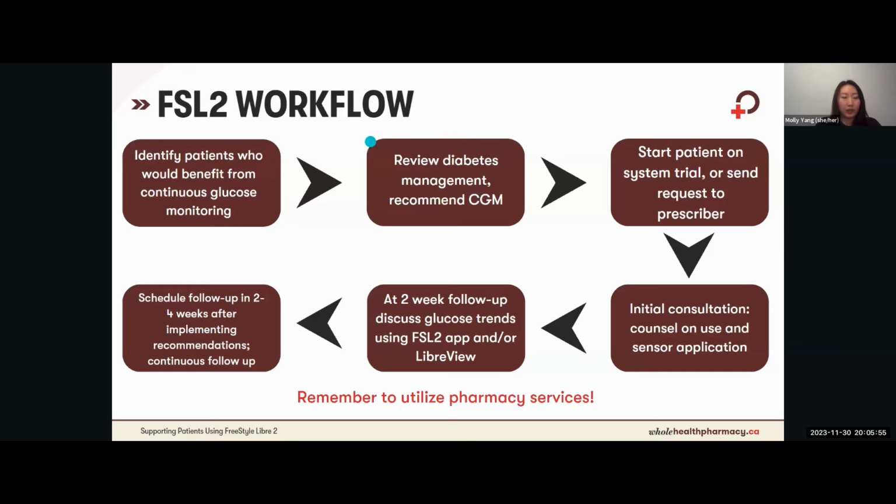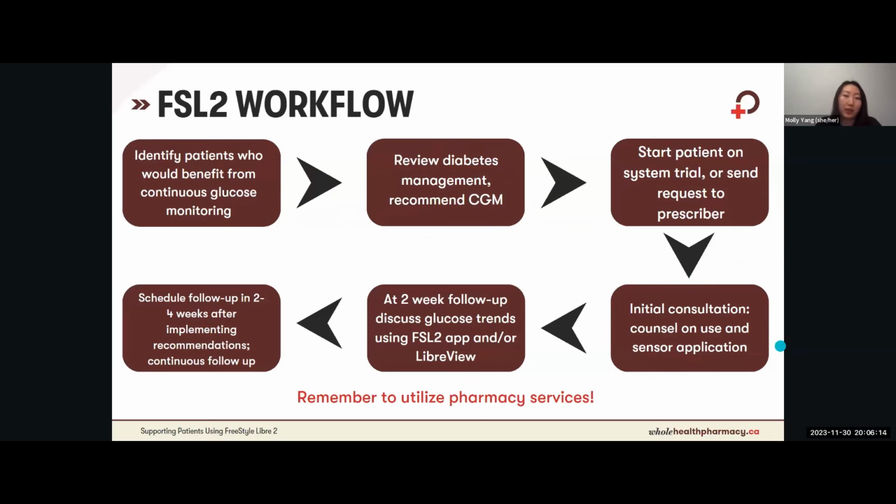Then we take a look. After you identify the patient, you review their diabetes management. You could recommend CGM to them if desired, if it's relevant for that patient. Once you recommend it, you could start the patient on a trial of the system. If they need a prescription for coverage, you can send the request to the prescriber.